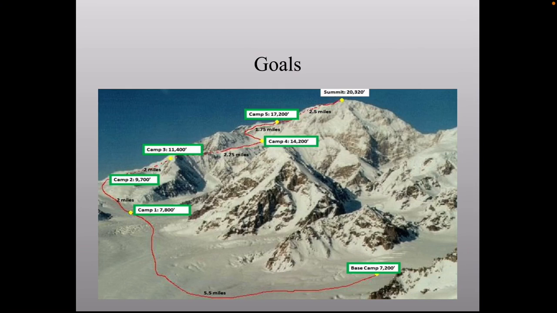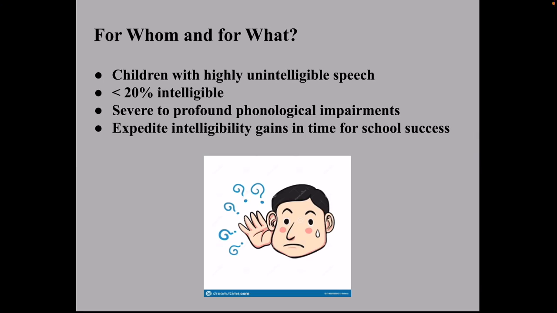First, we'll start with the goals category. What are the goals of the cycles approach? In that category, we will start with for whom and for what. For whom, the answer would be children with highly unintelligible speech. The precise definition of highly unintelligible would be less than 20% intelligibility. It would be severe to profound phonological impairments guided by that measurement.